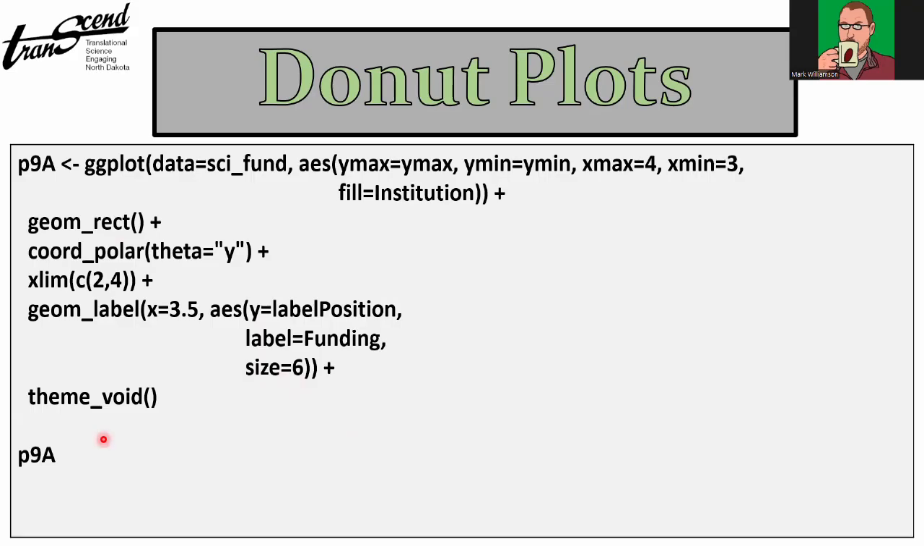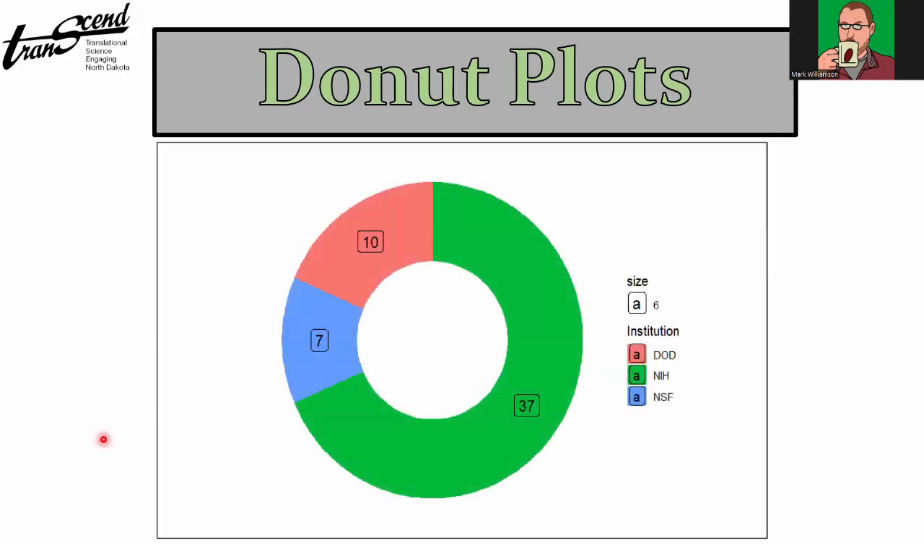And donut plots come out looking like this. So we can see the NIH has the largest funding at 37 billion. NSF is the least at 7, and then DoD at 10. Of course, you could modify these things. You can do percentages, etc. But here we go for a simple donut plot, which probably would be better just as a bar plot.